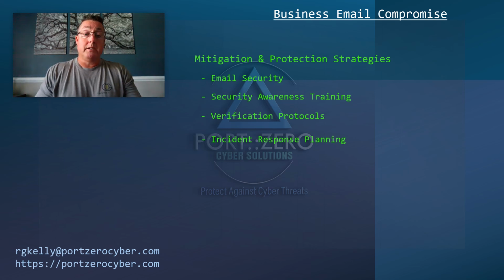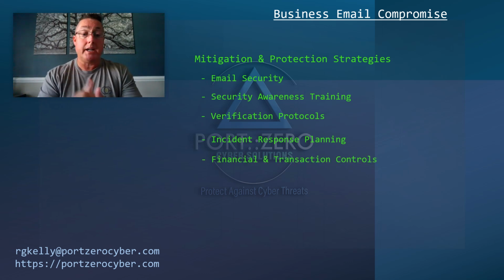So, financial and transaction controls. Implement robust financial and transaction controls. This includes setting transaction limits, requiring multiple approvals for significant payments, and maintaining strong communication with your bank to flag suspicious activity.